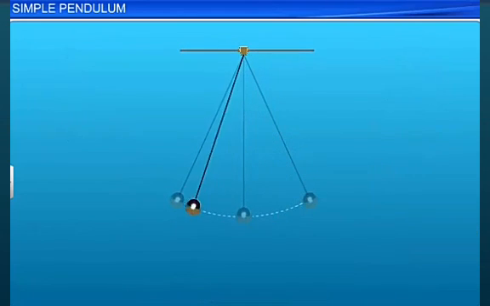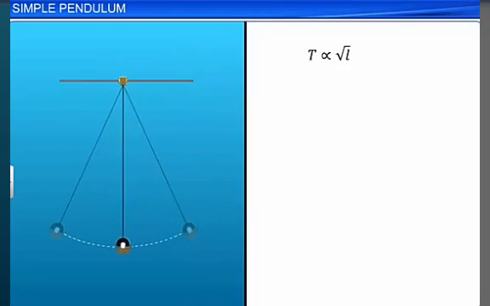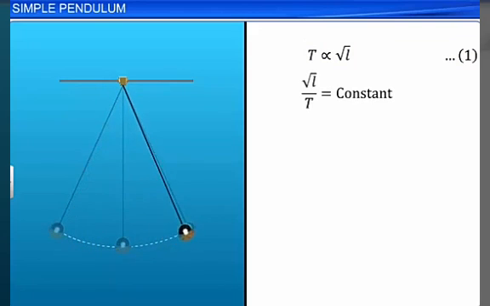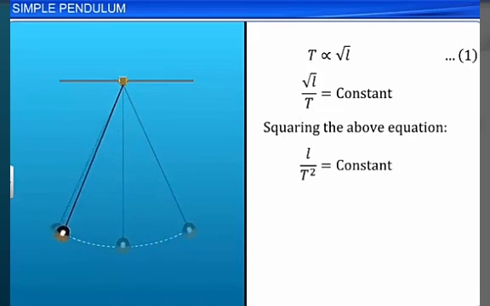The third law of the simple pendulum states that the time period of oscillation of a simple pendulum is directly proportional to the square root of its length for a given place. That is, T is directly proportional to square root of L. Let this be equation 1. Equation 1 can be written as square root of L by T is constant. On squaring the equation, we get L by T square is constant. Let us now verify the third law of the simple pendulum.